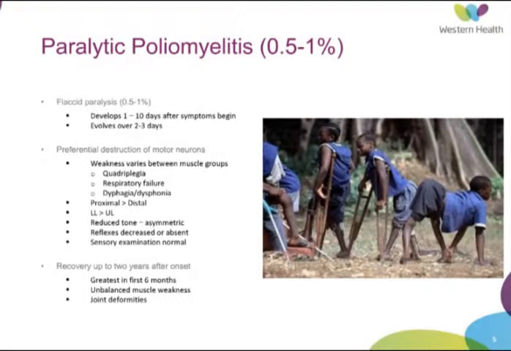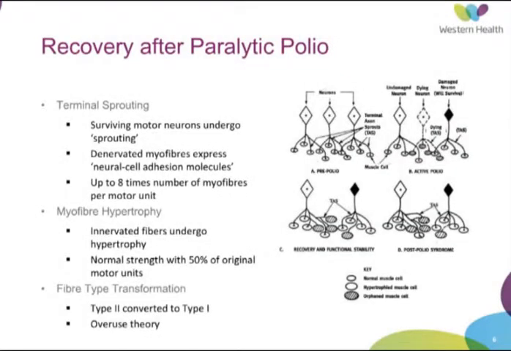So there's a few theories on how the muscles recover after being affected with polio, and I'll go through these three mechanisms. So the first is terminal sprouting, whereby the surviving motor neurons' axons have a terminal sprouting effect where they re-innervate the orphaned myofibers, and each motor unit can be up to 8 times the size of the premorbid motor unit. The myofibers also undergo hypertrophy, and this is to try and increase the function and the strength of that muscle. And there's been reports that normal strength can be returned with only 50% of the original motor units.